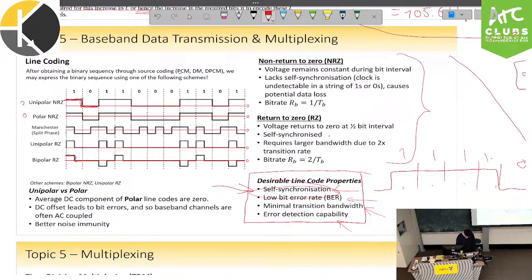Another difference is unipolar versus polar. Unipolar, a 1 is transmitted at some positive amplitude, a 0 is transmitted at 0. Whereas polar, you transmit a 1 at some positive amplitude and a 0 at some negative amplitude.